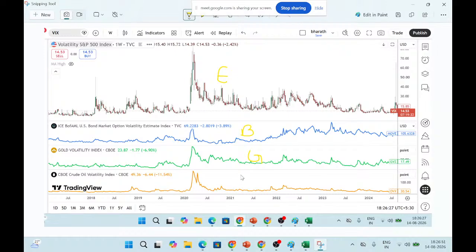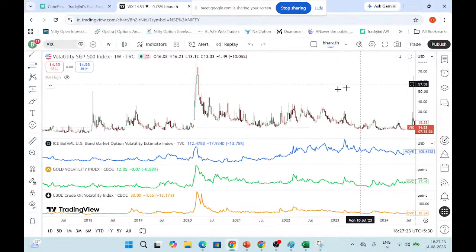This is crude oil. If a geopolitical event happens or some concern arises, the volatility or fear in crude oil increases, right? If volatility in crude oil increases, inflation increases. If inflation increases, interest rates should increase. If interest rates start increasing, as a hedge against inflation, gold volatility will increase. Correct? With all these concerns, now this will also start having volatility. All are interconnected.